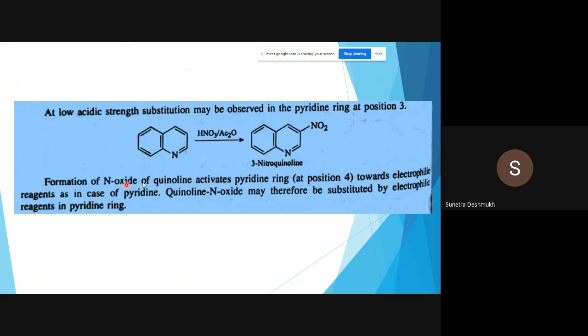Formation of the N-oxide of quinoline activates the pyridine ring. In quinoline N-oxide, oxygen gets attached to the nitrogen atom; nitrogen possesses a positive charge, oxygen possesses a negative charge. With the N-oxide, electrophilic substitution occurs at the fourth position in the pyridine ring. So quinoline N-oxide may therefore be substituted by electrophilic reagents in the pyridine ring. The reactivity pattern of quinoline is different from that of quinoline N-oxide.